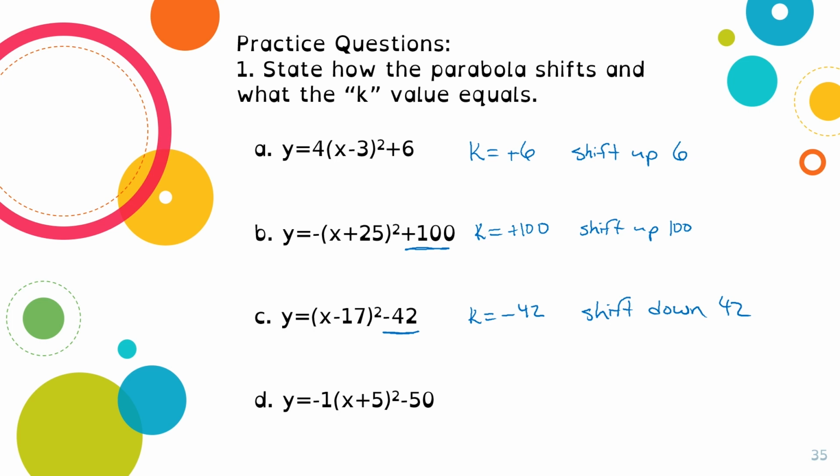And letter D, y equals -1 times (x + 5)² - 50. Our k value is this minus 50. So it is negative, and again we are shifting down, this time by 50 units. That's how we can identify our k value in a parabola: we're always looking at the number that is outside of the brackets. And we're looking at the sign too. The sign tells us if it's up or down.